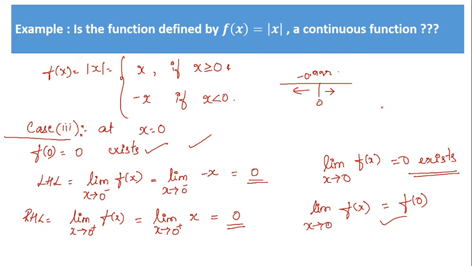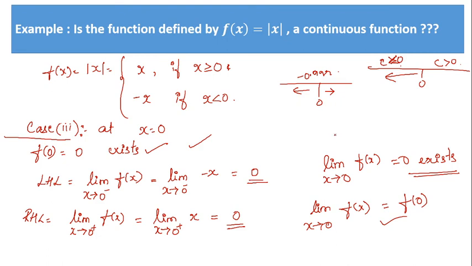So if you see the number line, this is 0. For every x less than 0, the function is continuous. For x greater than 0, the function is continuous. At 0 also, the function is continuous. So the function is continuous in the entire domain, that is, in the real numbers. So what you can conclude is that the modulus function is always a continuous function.